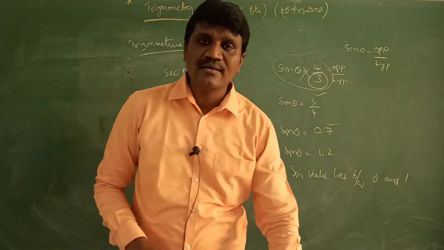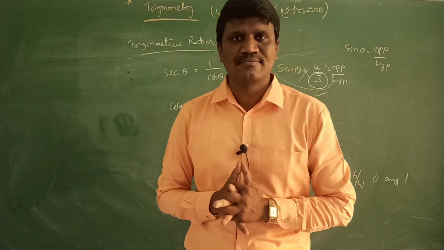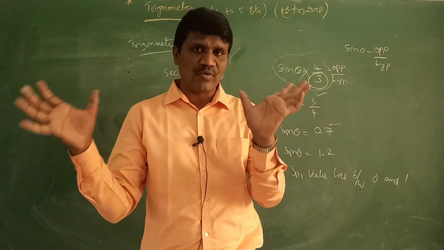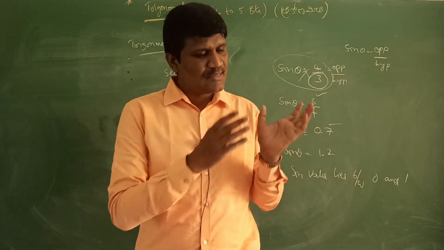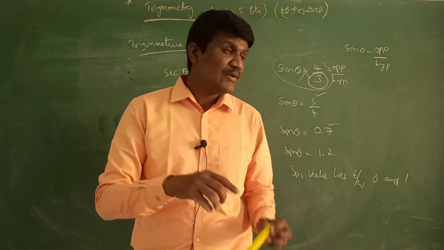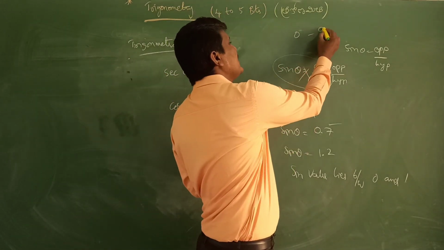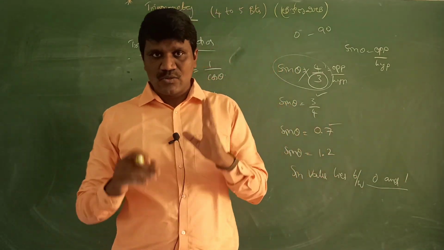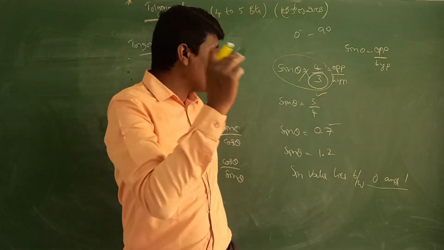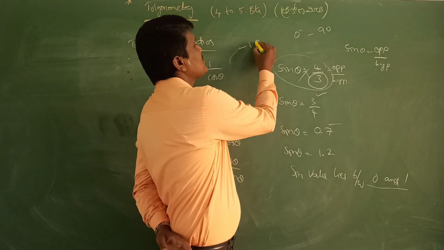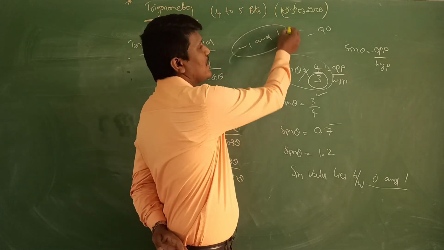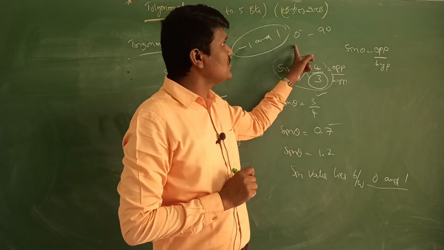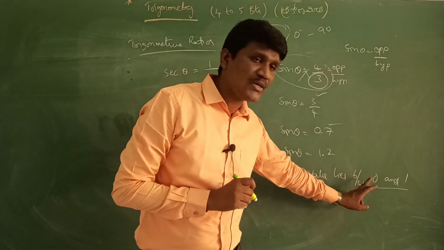Sin value ఎప్పుడు కూడా 0కి 1కి మధ్యనే ఉంటుంది. Whatever the sine value is, it is there. In fact it is -1 to 1, but if I take 0 to 90 degrees, it lies between 0 and 1. Generally, the sin value lies between -1 and 1 only. If you take a specific range of 0 to 90, it lies between 0 and 1.